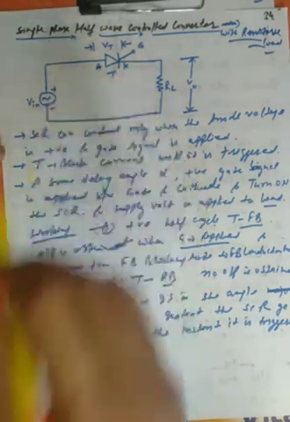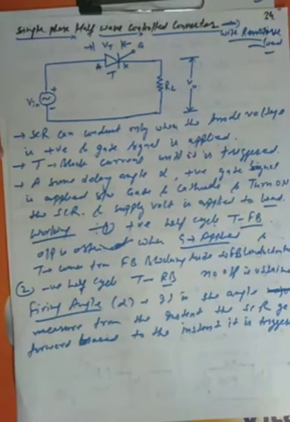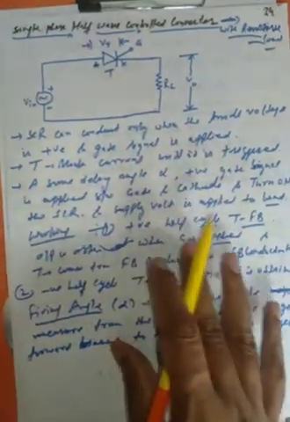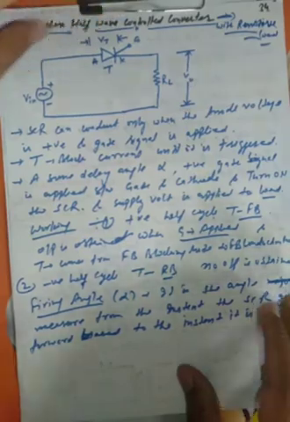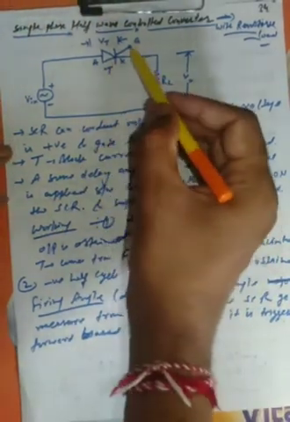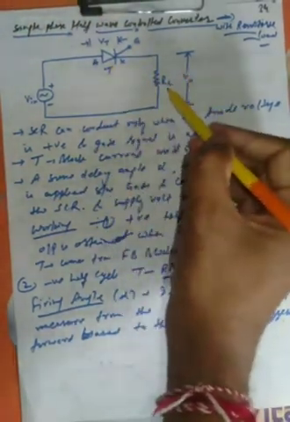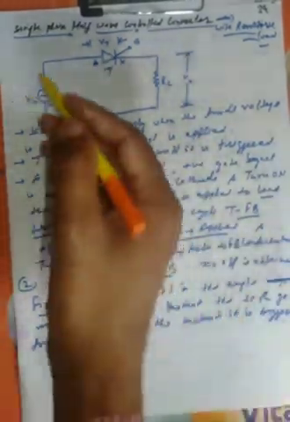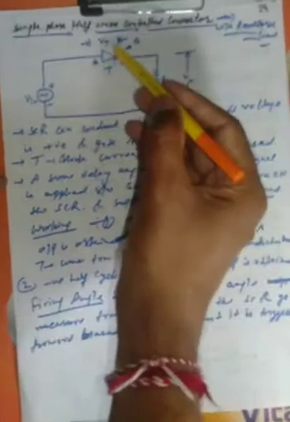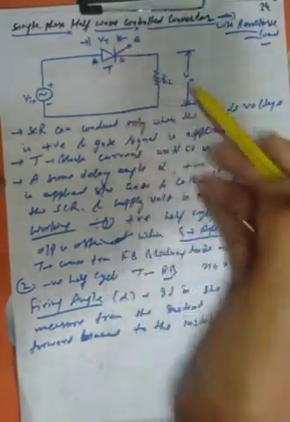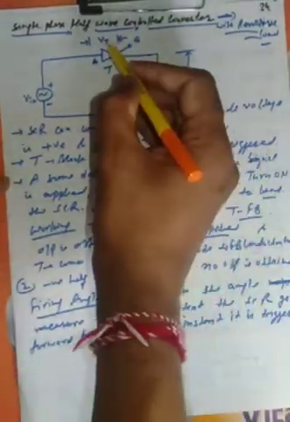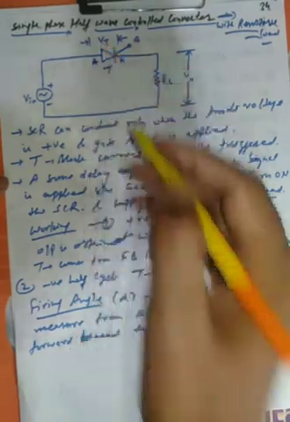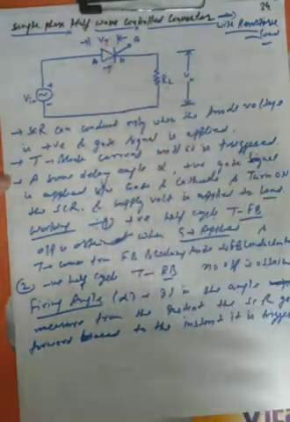This is the circuit diagram for the single phase half wave controlled rectifier with resistive load, in which we can see there is a thyristor, and the resistive load is across the output side, and the input is given on the input side. Vt is the thyristor voltage, that is, the voltage across the thyristor.